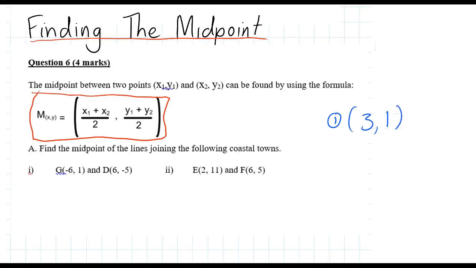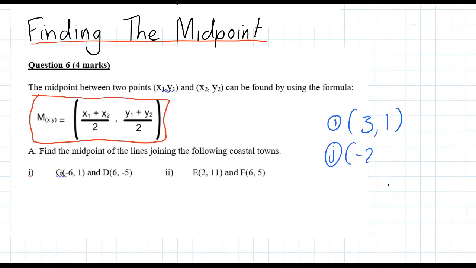So my points are going to be 3, 1 and minus 2, 5. Okay, so let's get started. Now, I always like to write them one on top of each other like this, so that you can just label the x's and the y's and point 1 and point 2. When I'm finding x1, y1 and x2, y2, I can just look at this diagram and it makes the whole lot easier.